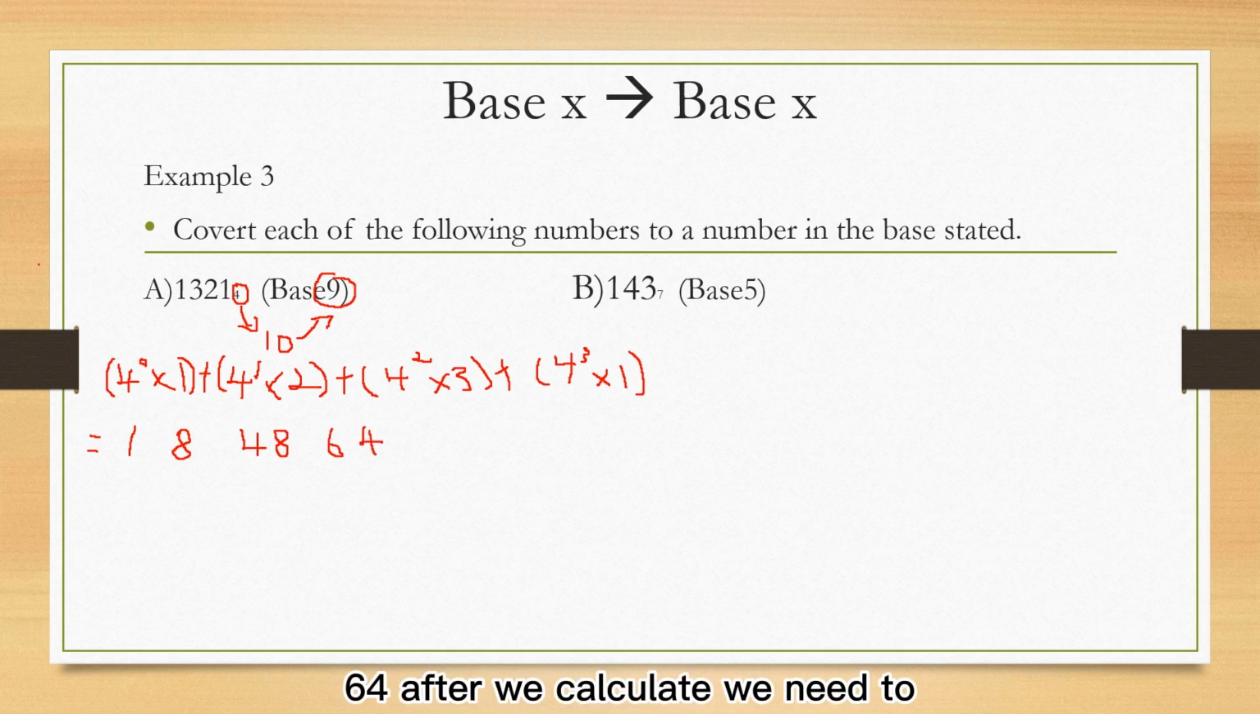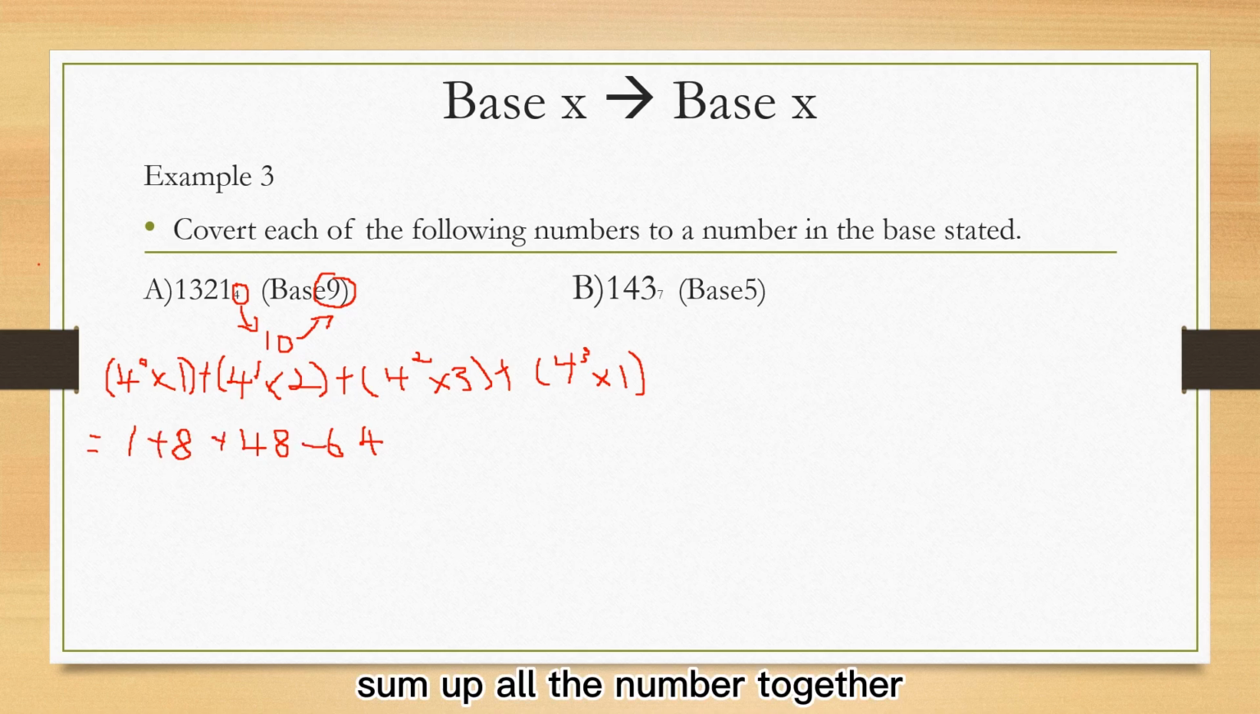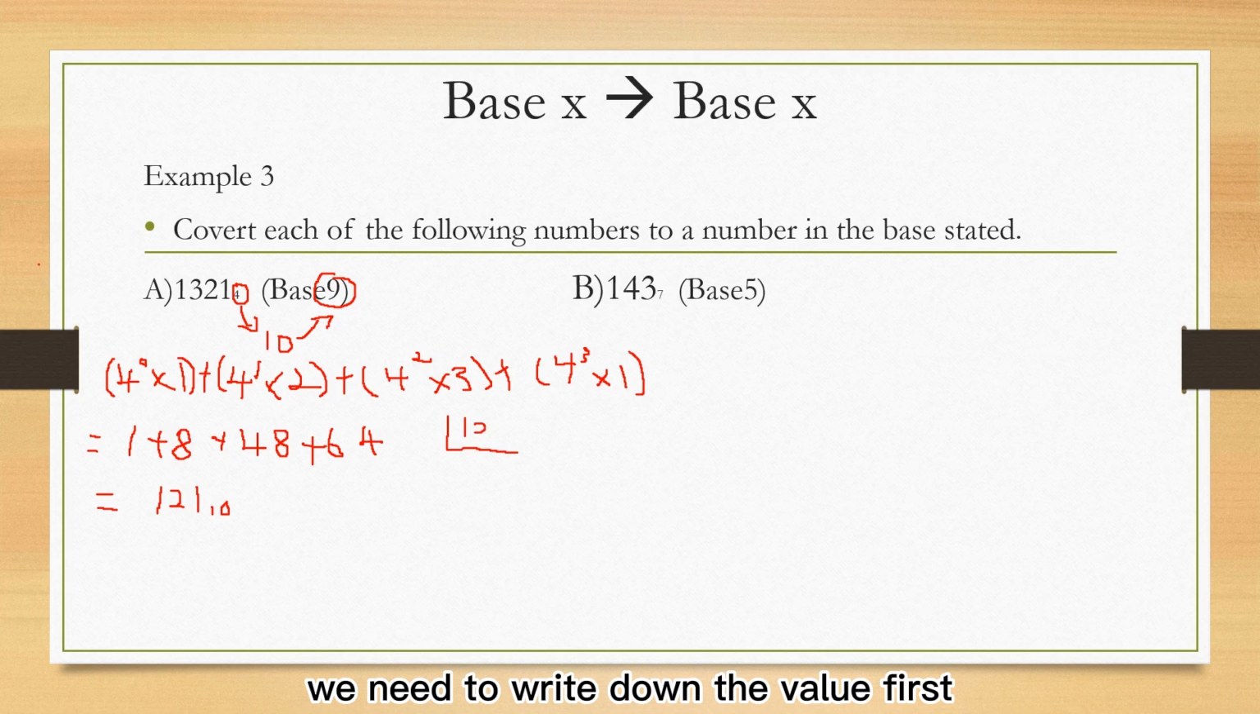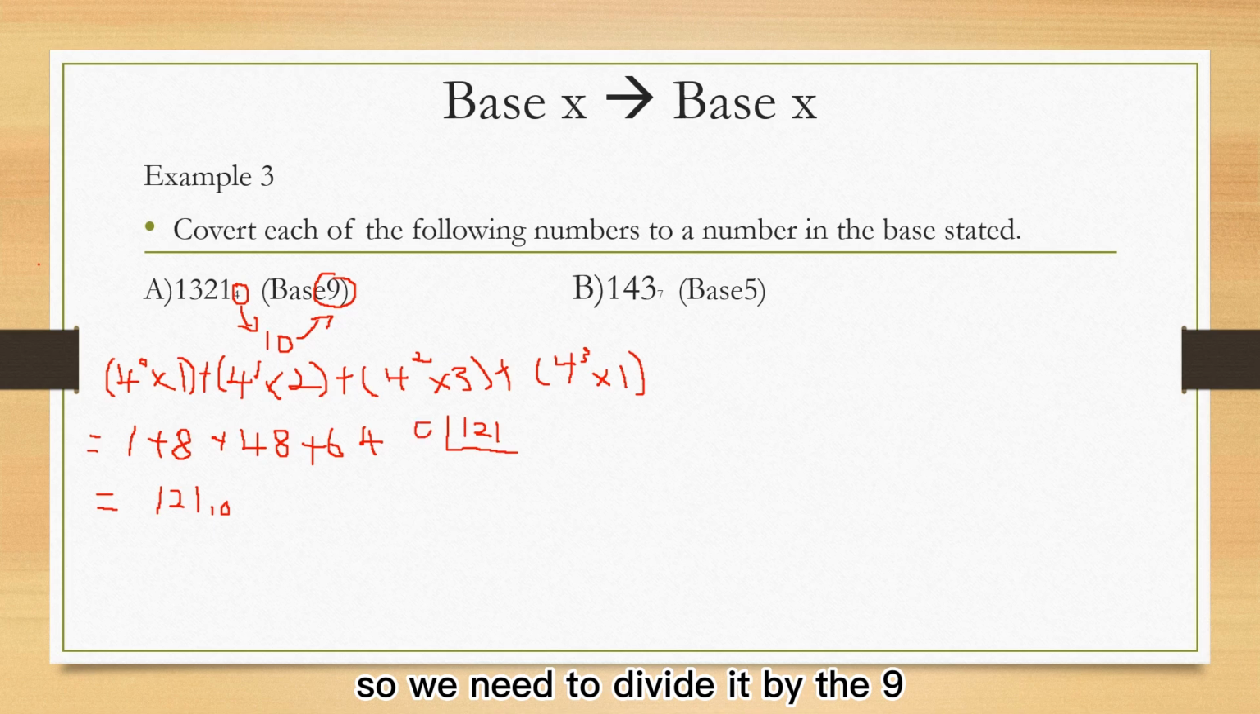After we calculate, we need to sum all the numbers together. After we sum, we get the answer 121 in base 10. Since we have base 10, now we can convert it to base 9. Same as the previous slide, we write down the value first, which is 121, and here is base 9. So we need to divide by 9.